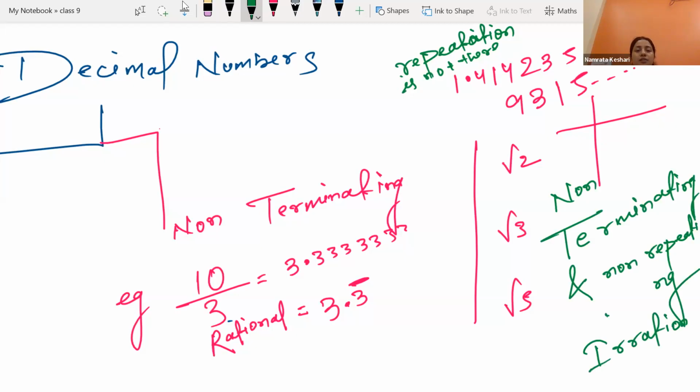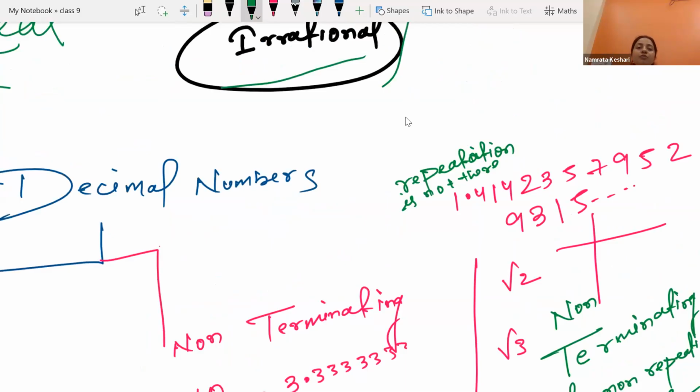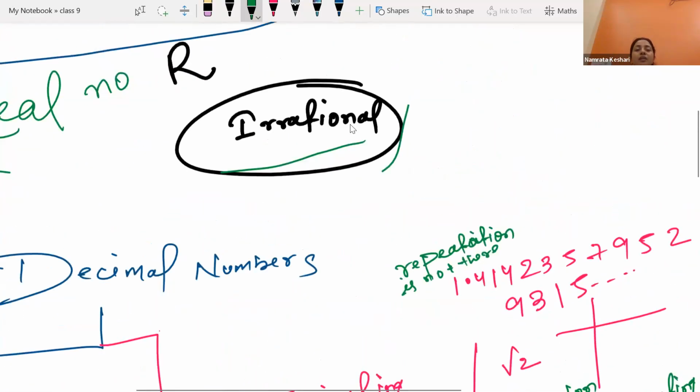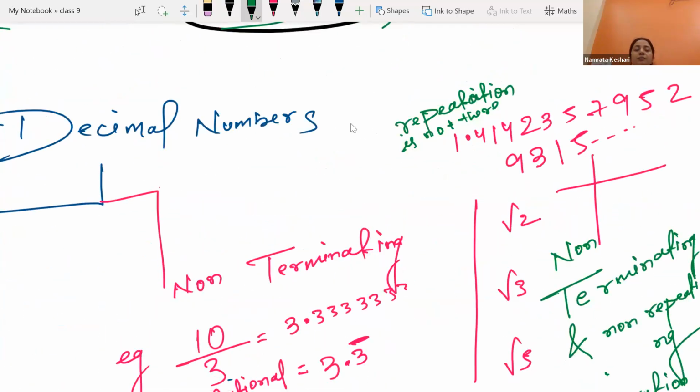If you have root 36, you will be able to take out 6 from there. If you have root 4, the answer will be only 2. But if you have root 2, root 3, root 5, root 6, root 7, all these root numbers which you try to take out of the root sign but cannot, and you have to use the long division method to find the decimal, it will behave like a non-terminating, non-repeating decimal number. And these are irrational. Is it crystal clear? Yes, ma'am.